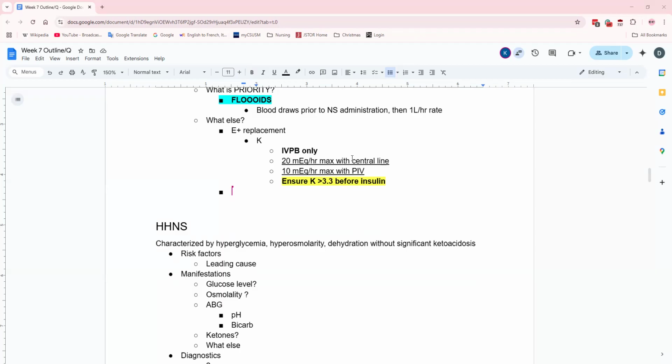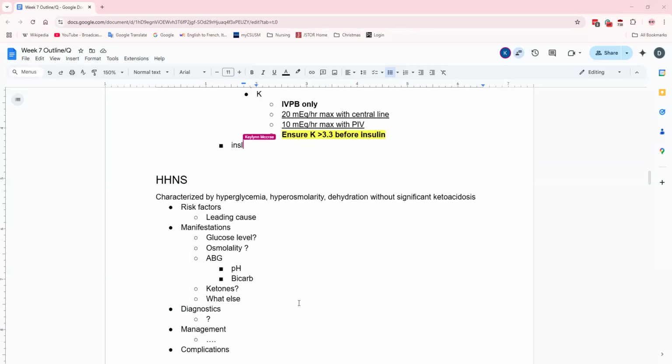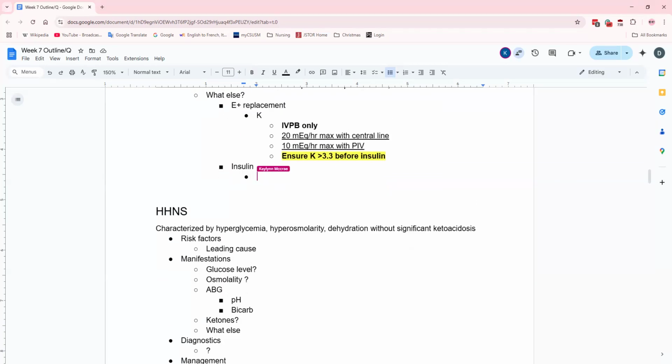And obviously our last thing is insulin. So we would think our main problem is blood sugar, so some people think this is the first thing that should be done. Wrong, sorry. It's actually going to be after everything else has already been done. Your potassium is in range, you're giving fluids. You're going to be giving a bolus followed up by a drip, the 0.1 unit per kilo per hour. I don't think you need to know that deep down. Just know it's IV regular insulin.